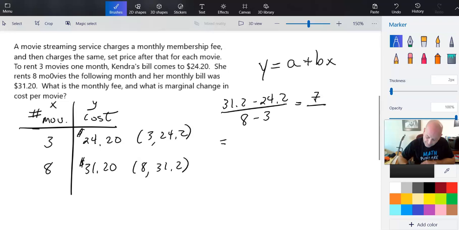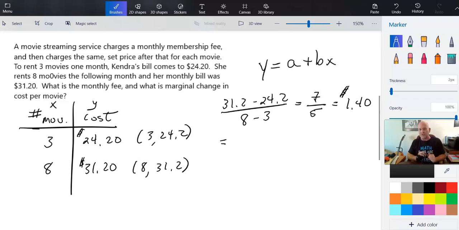And then 8 divided by 3 is 5. And if we go ahead and do that division, 7 divided by 5 is 1.4. And we'll just go ahead and put the 0 in because we're talking about money. So it's $1.40 per movie. That's the additional cost. So you pay your monthly fee, and then for every movie after that, it's another $1.40.